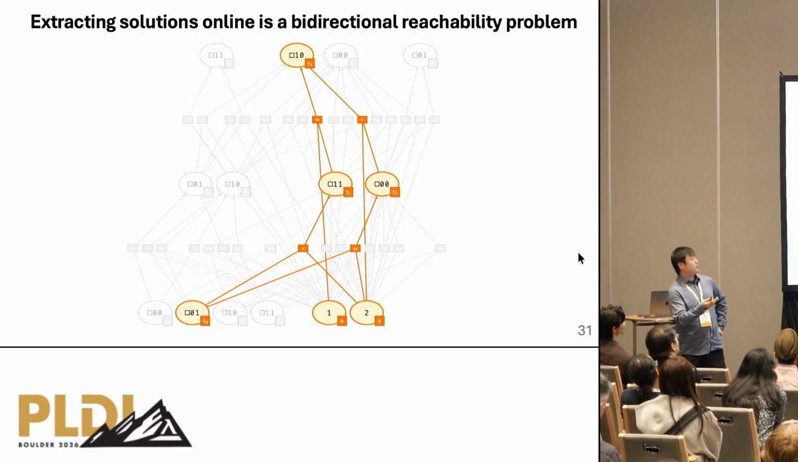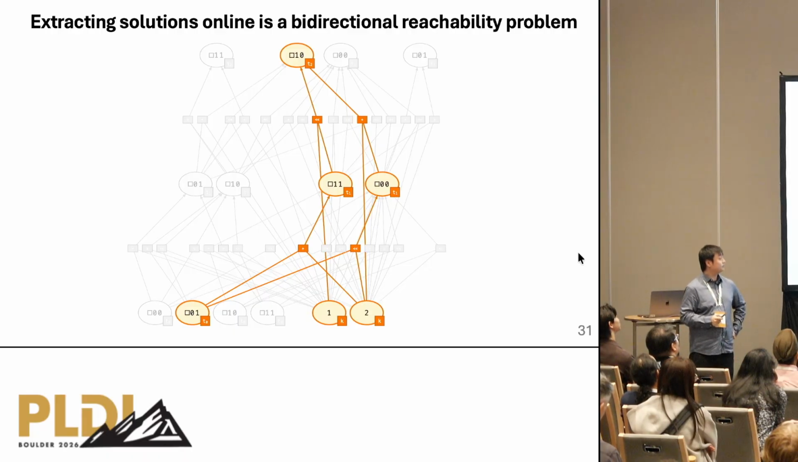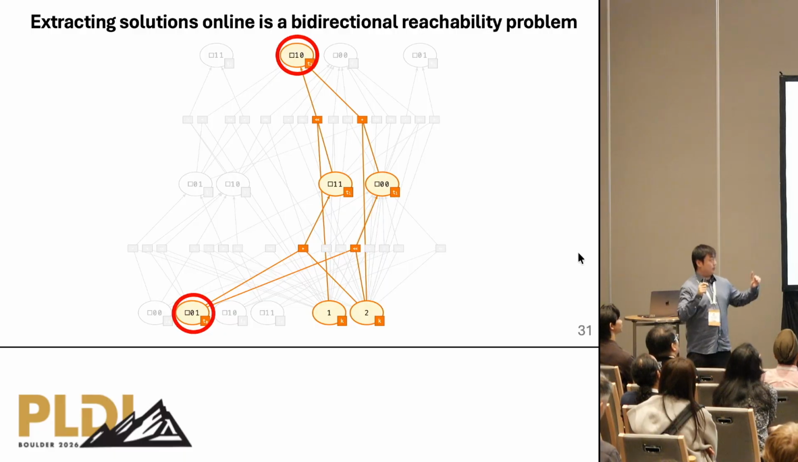So extracting solutions here is actually a bidirectional reachability problem. Yeah, so this is the input, this is the output. So you're basically querying this graph.